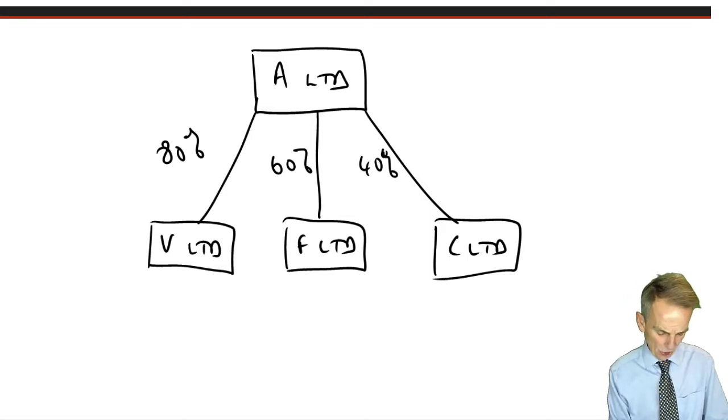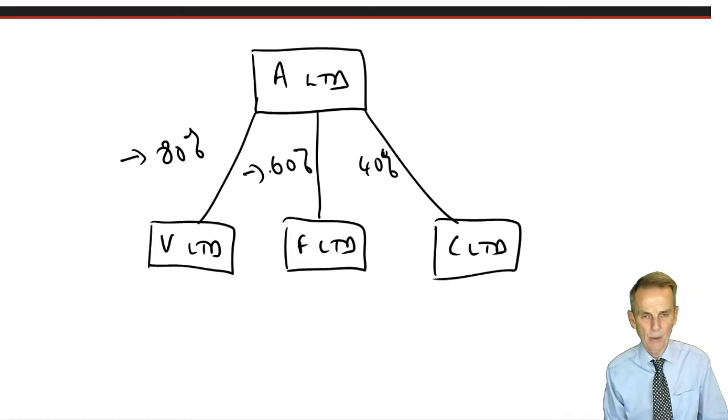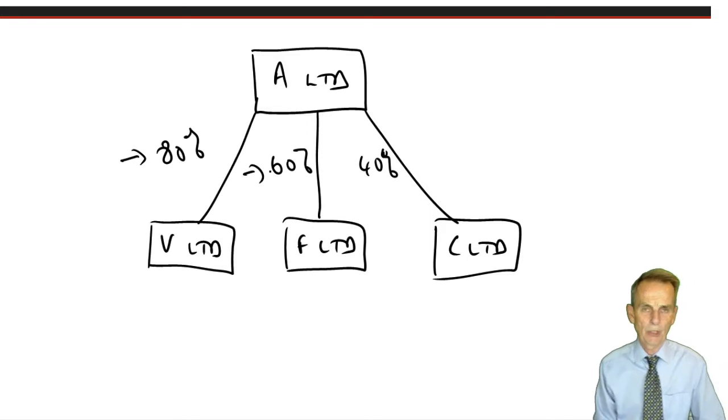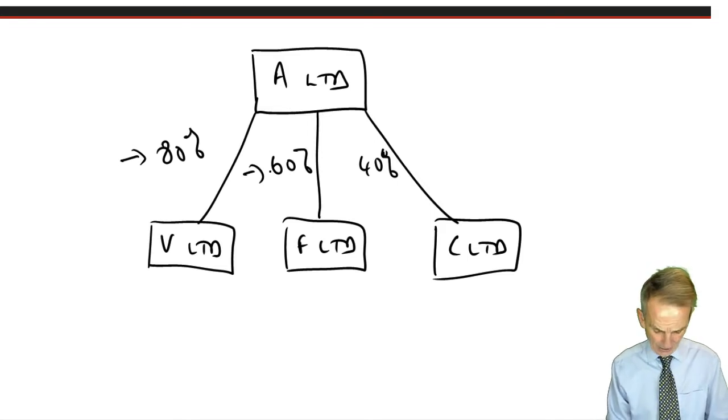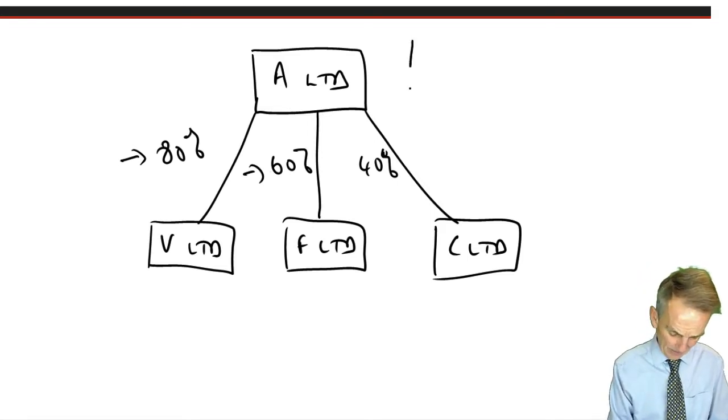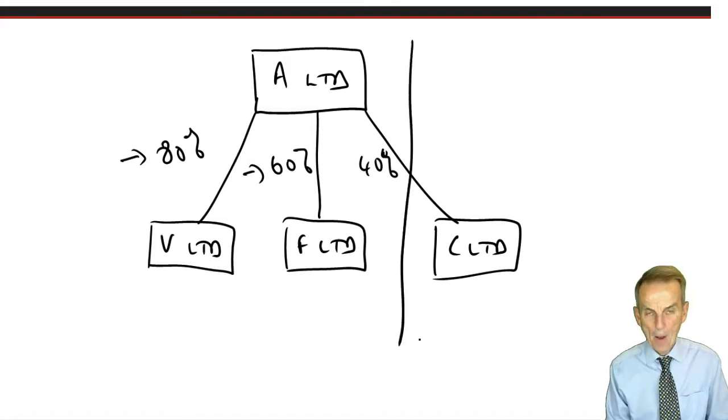Now, whether that control is 80%, as with V, or 60%, as with F, does not matter for purposes of group VAT registration. So what you have here is excluding company C, because we don't have control, we only own 40%. We have A Limited controlling both V Limited and F Limited. And what that means is that all of those companies, or any two of those companies, could enter into a group VAT registration.